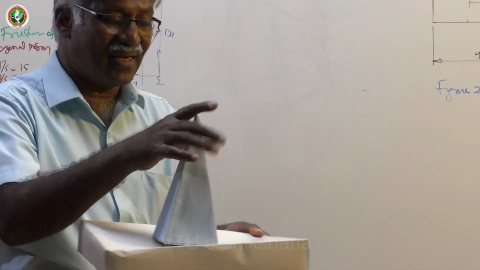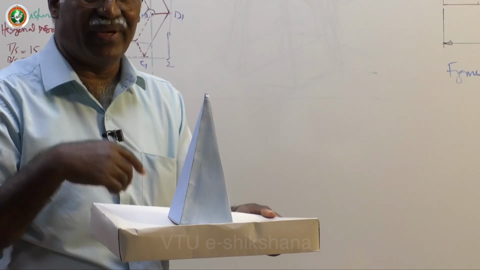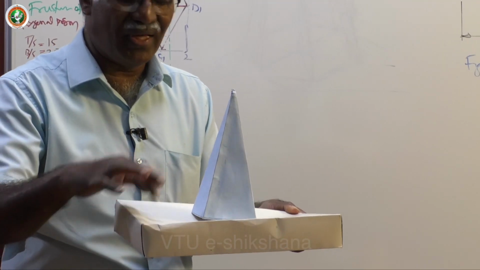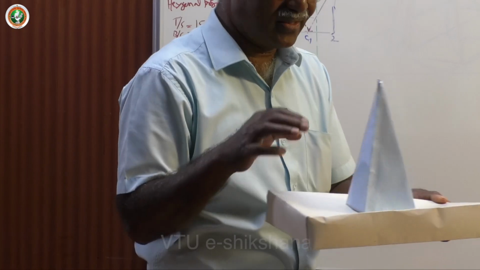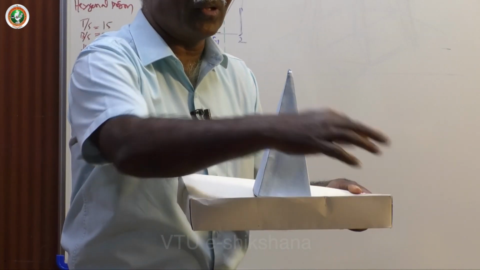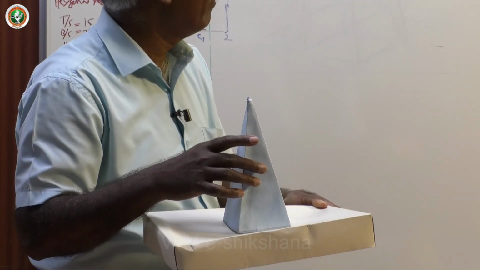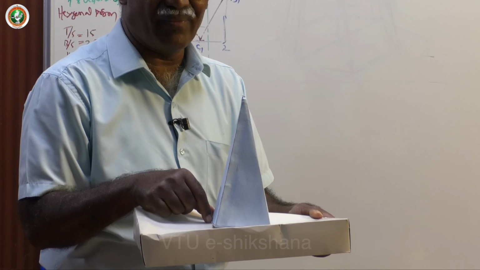A square pyramid is placed exactly at the center. Assume that this is 90 by 90. There is a square hole here and one square hole there, on the diagonals, of 20 mm each. The base is also 20 mm.